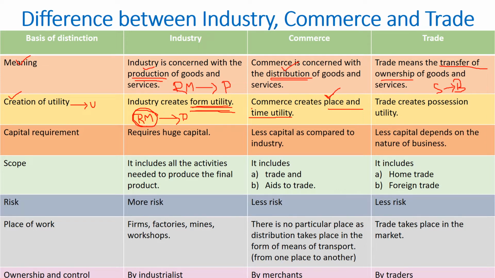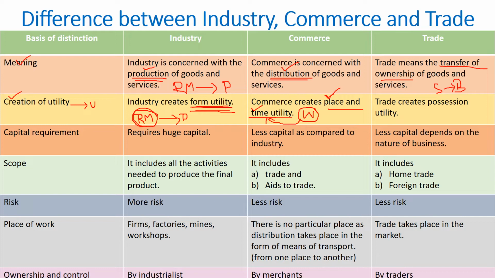And time utility means the goods are produced in bulk by the industry, and they are not consumed at the same time. So what commerce will do is store the goods in warehouses and supply the goods whenever they are needed by the ultimate customer. So in this way, it is creating a time utility. So commerce is creating both place and time utility for the goods.